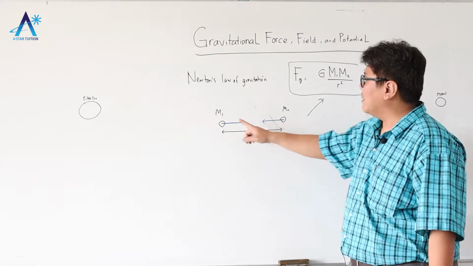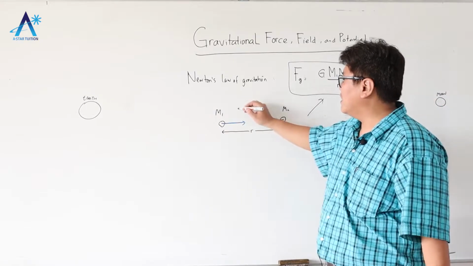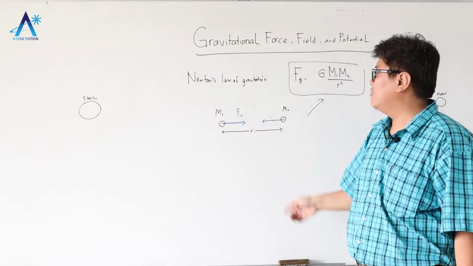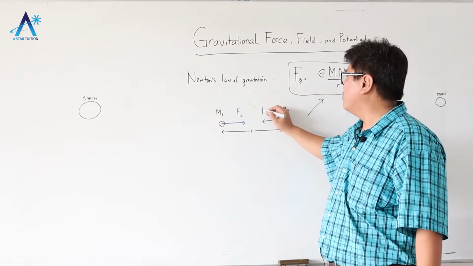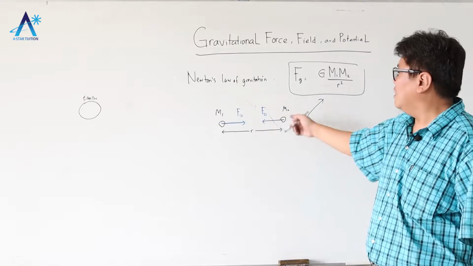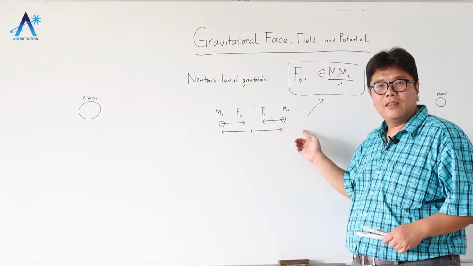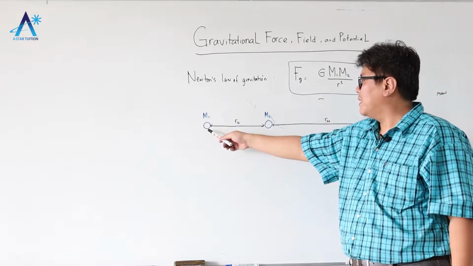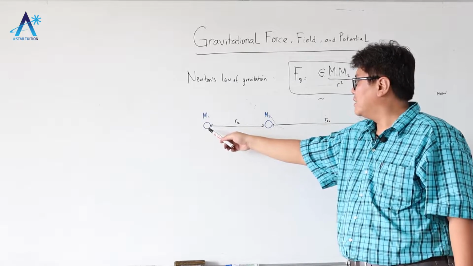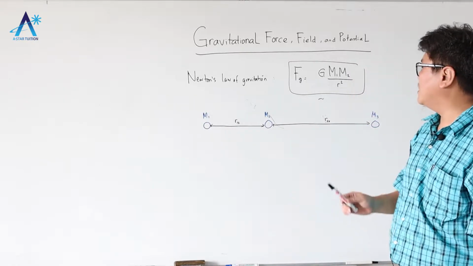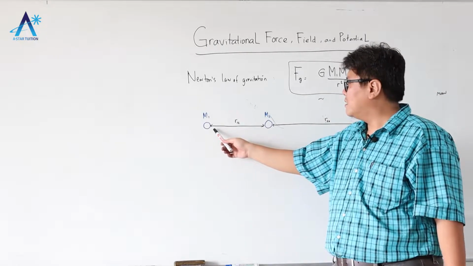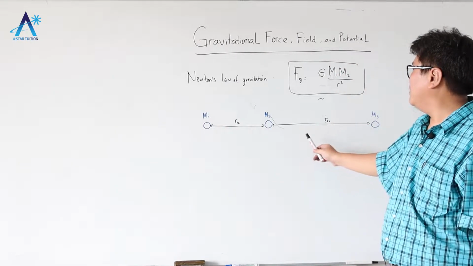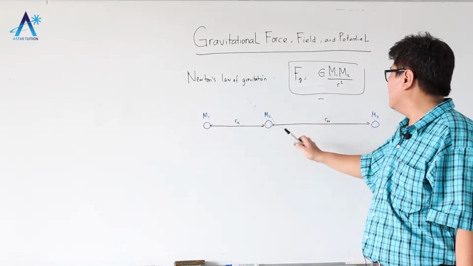So the force on m1 is this. We can label it as F12. F12 means force on 1 due to object 2, and F21 is force on object 2 due to object 1. Now consider this situation. You have, let's say, 3 objects whose masses are m1, m2 and m3 respectively, and there's a distance of r12 between the first object and the second, and r23 between the second and the third.